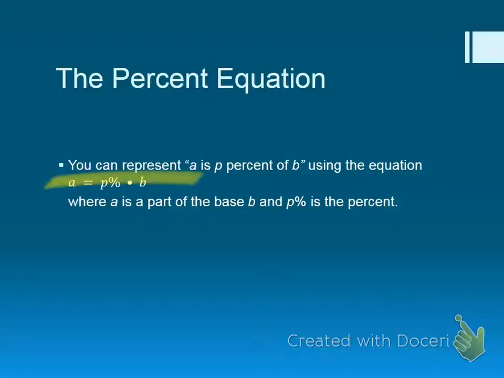A equals P percent times B, where A is the part of the base and B is the total. P is obviously the percent. My keywords still apply. What's my keyword for A? Is. What's my keyword for B? Of. Okay, so I'm still going to see those keywords indicating which value plugs in for which variable. Okay? Which value plugs in for which variable. All right?